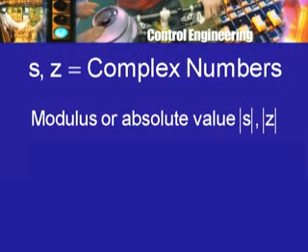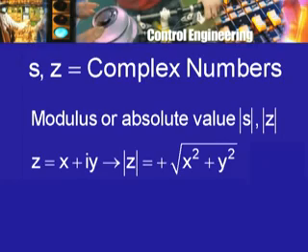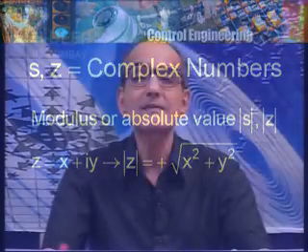Remember that when we have a complex number, say such as S or Z, we talk about the modulus of S or the modulus of Z. What is that? That is the positive square root of the real part squared added to the imaginary part squared. If Z is equal to x plus iy, then mod Z is the positive square root of x squared plus y squared. So, this is called the modulus of the complex number.